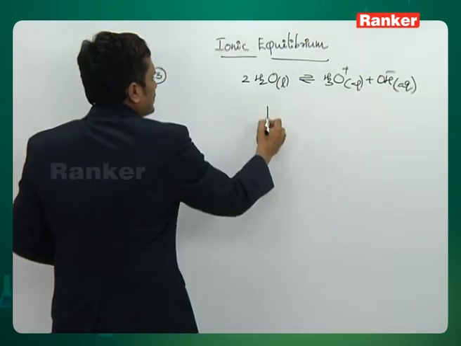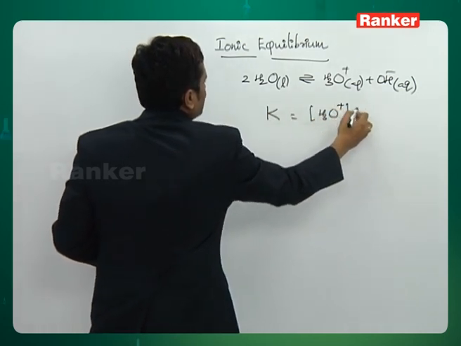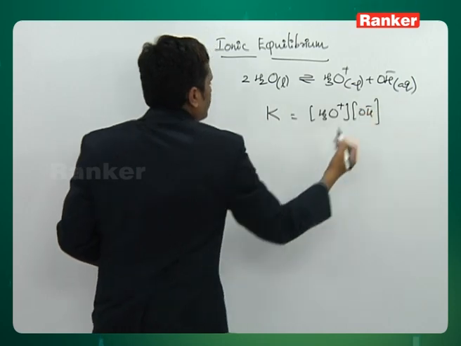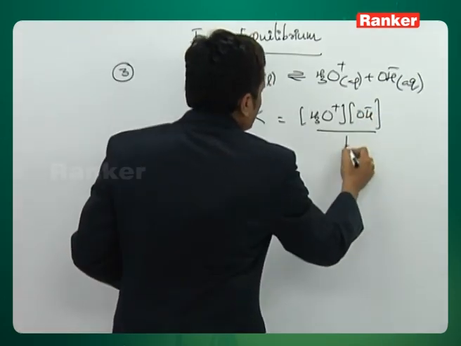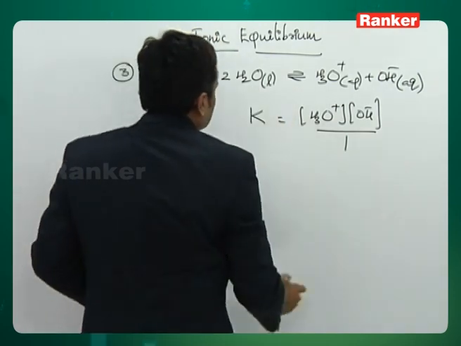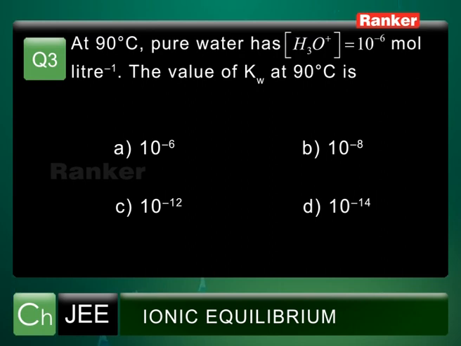So therefore, when I am writing the equilibrium constant for this, I am going to get the concentration of the products divided by the active mass of the pure liquid, which is always taken as 1. So here we call this the self dissociation constant or autoprotolysis constant of water.